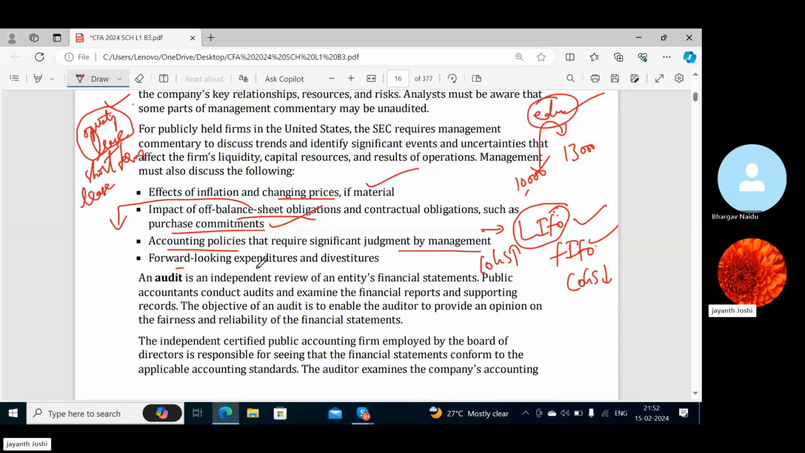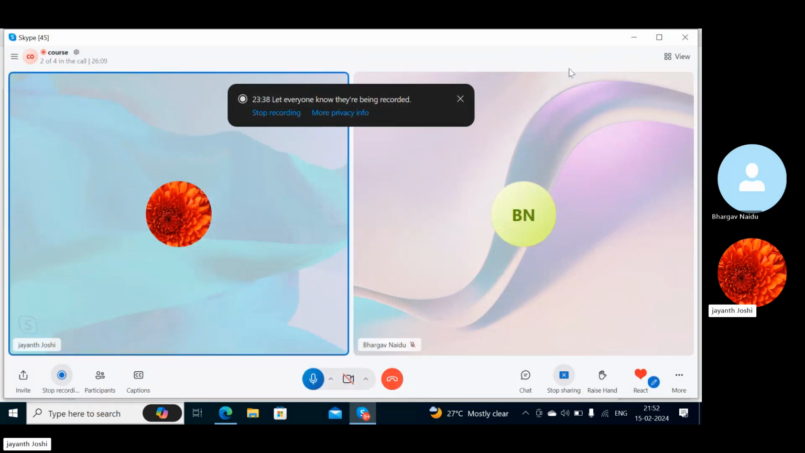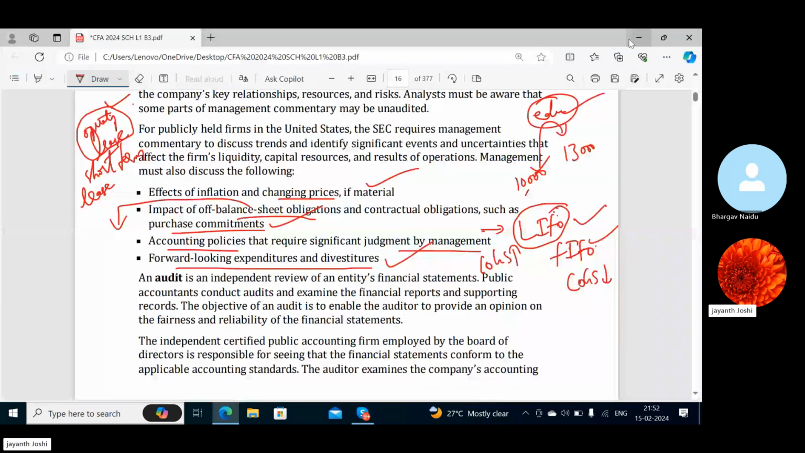Now, forward looking expenditures and divestitures, that means in future what kind of excessive expenditure the company can have, and also which segment is not performing well or is in losses. The company may plan to sell that segment, and that's called divesting. So these kinds of things also should be discussed.